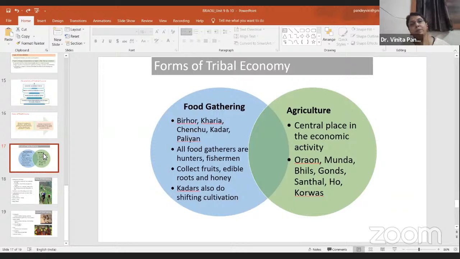And which are the primitive communities involved in agriculture? We have Oraon, Munda, Bheel, Gond, Santal, Ho. And if you can recall, my dear friends, all these communities are part of the central zone. You remember I was talking about the geographical distribution of tribes, right? In that we were talking about the northeastern zone, southern zone and central zone. So most of the tribal communities living in the central zone, their main occupation, their main source of economic sustenance is agriculture.